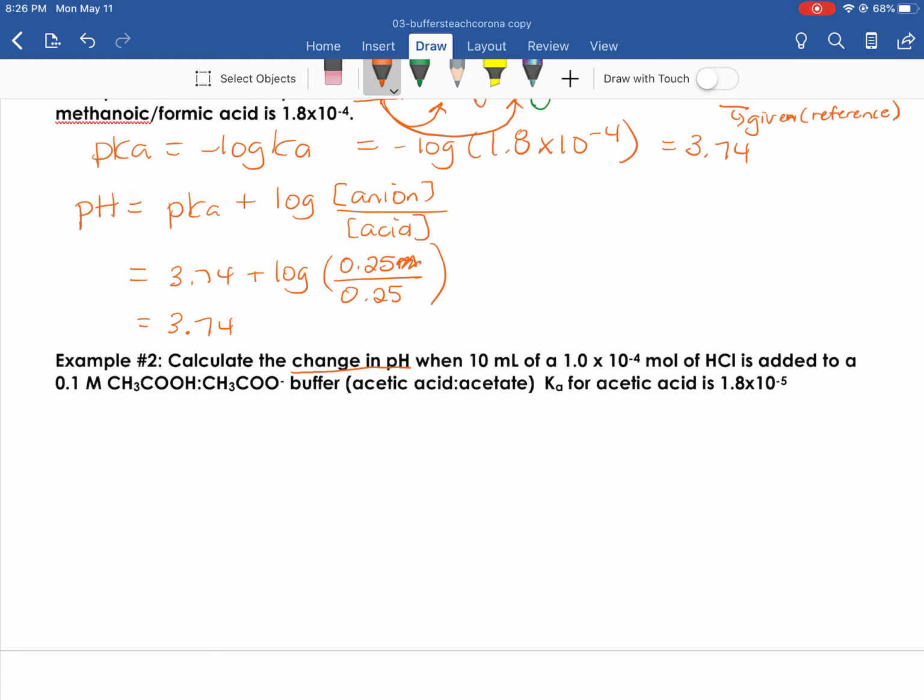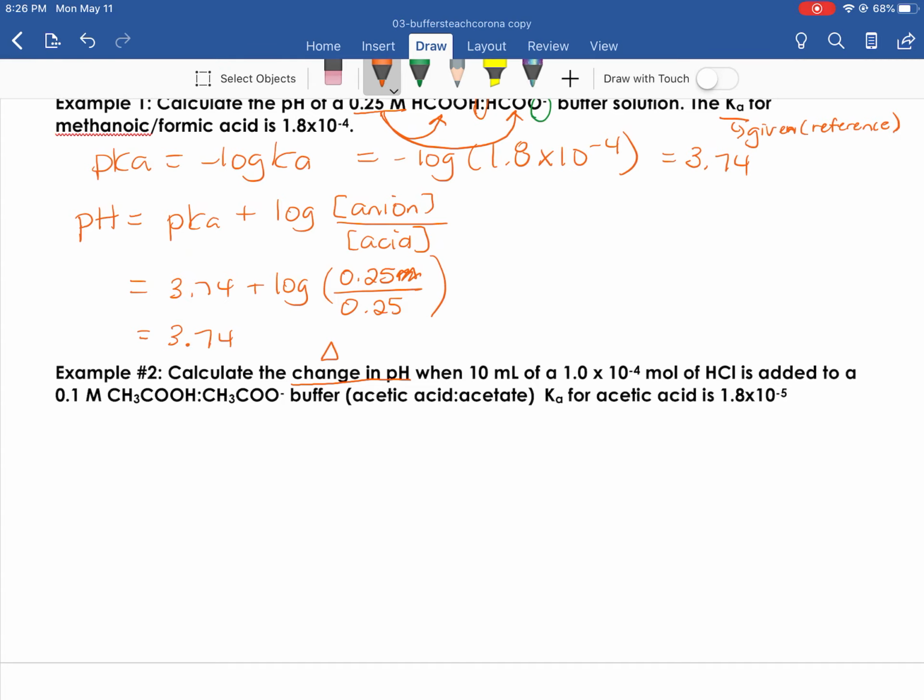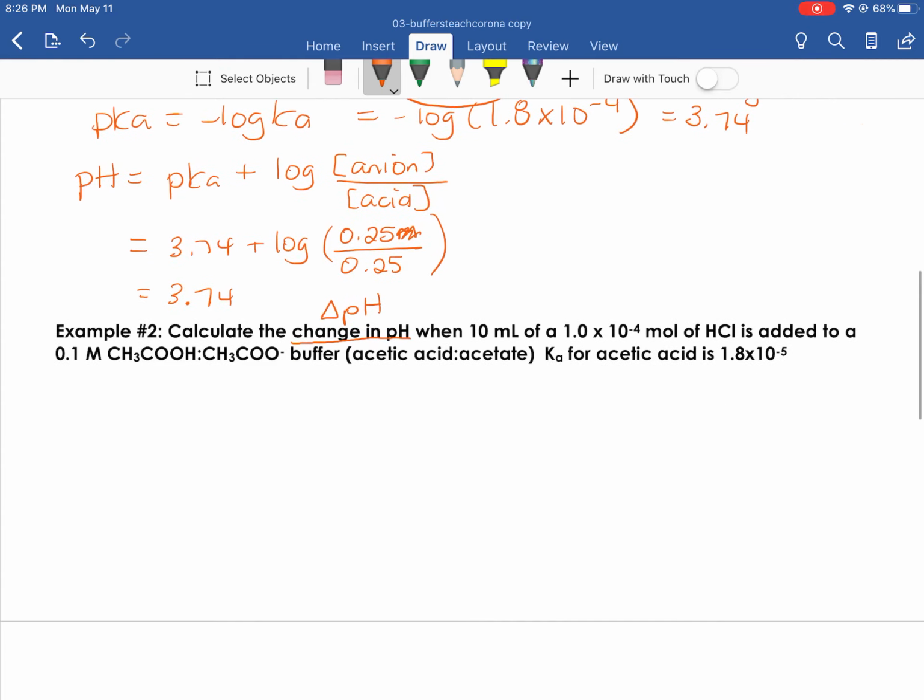Okay, so when you have a question like this, what you're going to do is a before stress and an after. So for change in pH, like the change in anything, you always have to do pH 2 minus pH 1, pH initial minus pH final. So that's what we're going to do. We're going to calculate the pH before we add any acid. You can call it final, you can call it initial. So before adding acid.